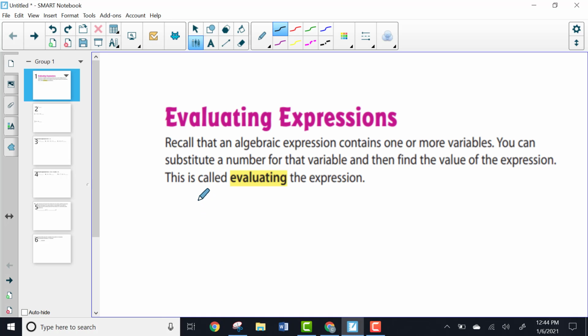So in other words, if I'm doing 4v plus 4, I cannot necessarily evaluate this expression because I don't know the value of v. However, if I know the value of v equals 3, then I can plug in that value for v and add 4 to it, and then we get our answer 7. This is called evaluating the expression.